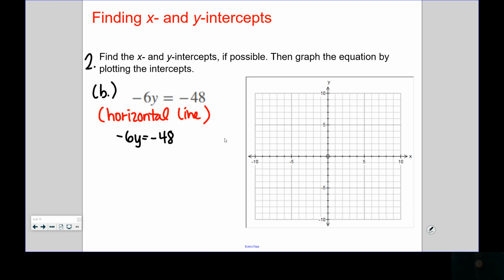All right, so get y by itself, divide both sides by -6. It's going to cancel out your -6's over here. You're left with y equals 8.